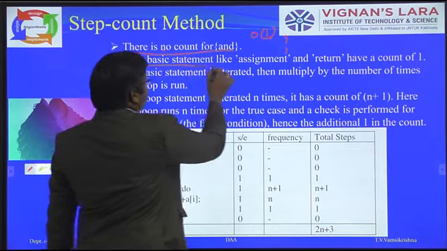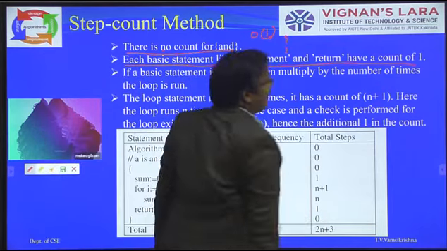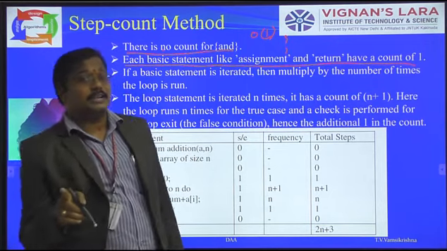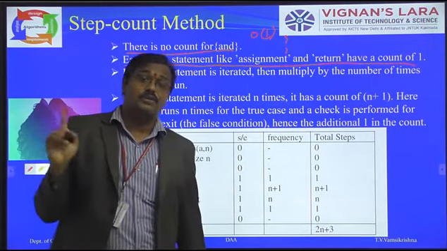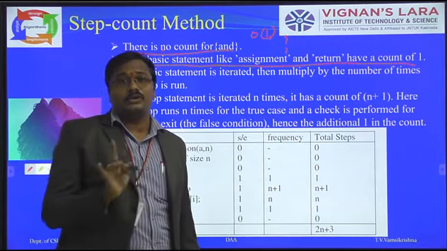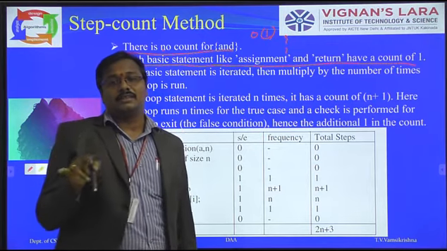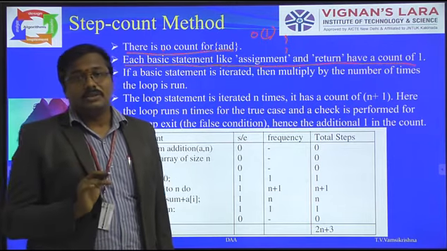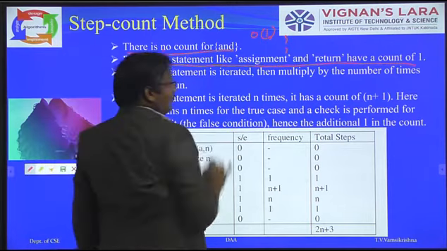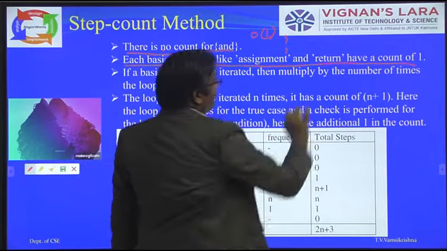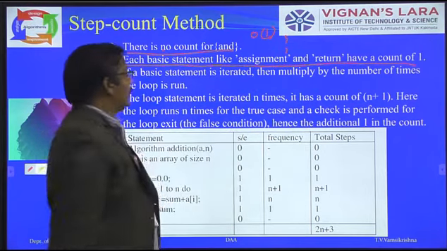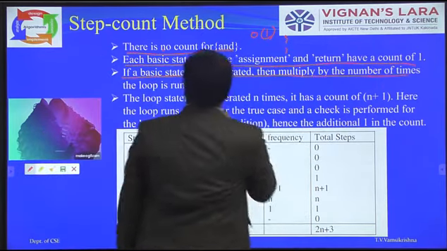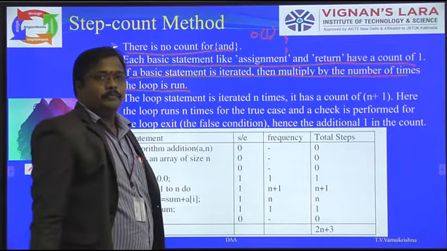Next, each basic statement like assignment and return has a count of 1. In the earlier example, a return statement is also there. I told you that for the return, 1 unit of time, and for the calculation, 1 unit of time. So totally 2 units of time are required to perform the overall task. So here also, an assignment is 1 unit of time, step count 1, and the return is also 1 unit of time. Next, if a basic statement is iterated, then multiply by the number of times the loop is run.